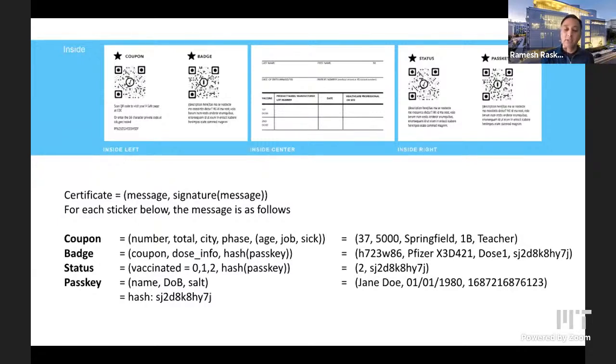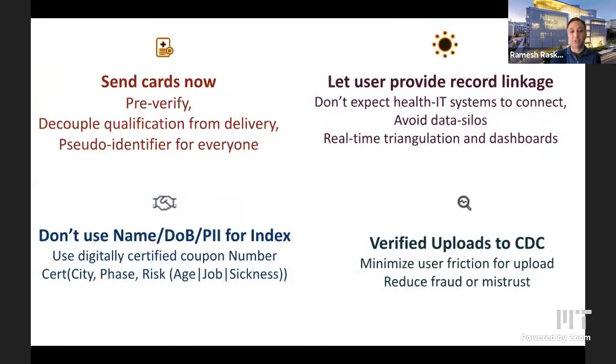And we have one workflow where the username and date of birth can be part of the credential. And then we have another flow where users may want to stay anonymous and only the hash of the information is used for this. So what are some main differences with respect to the workflow today, which is we think we should just send out these gift cards, these coupons right now to everybody. All the 330 million plus people in the country should just get a coupon right now, which is digitally certified, is tamper-proof, and has pseudo identifiers.